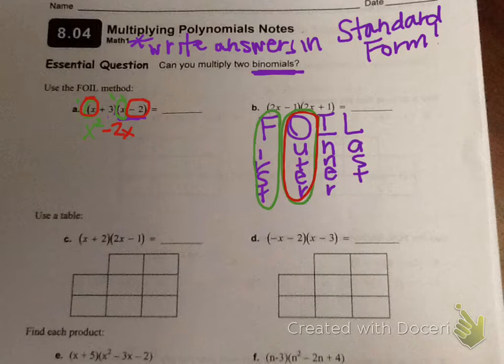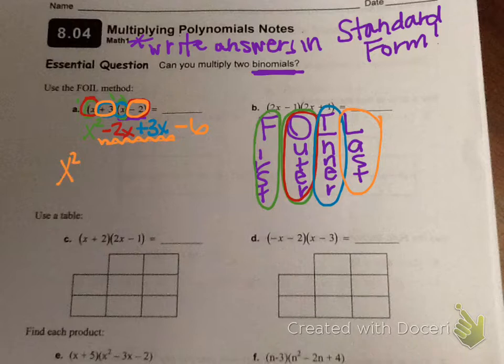The I stands for the two inner pieces. So we have positive 3 in x, which is positive 3x. And then finally, the L stands for last, and my lasts are 3 times negative 2, which gives me negative 6. Now, we can combine like terms. So in this case, negative 2x plus 3x. X squared doesn't have anything to combine with. Negative 2x plus 3x is 1x. And then minus 6 for our final answer.